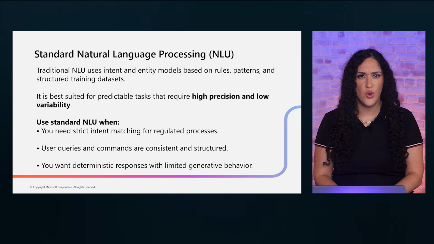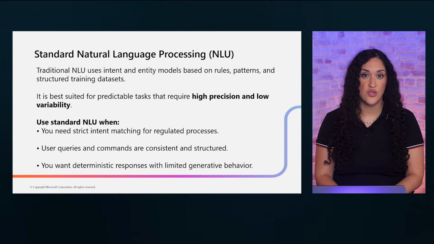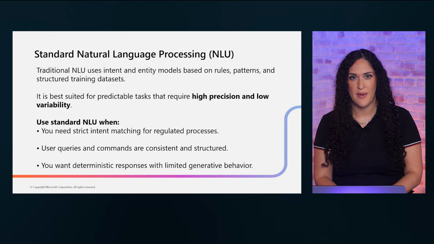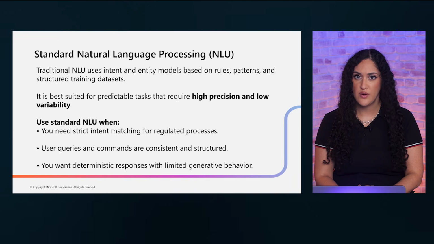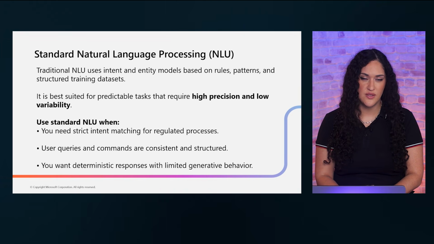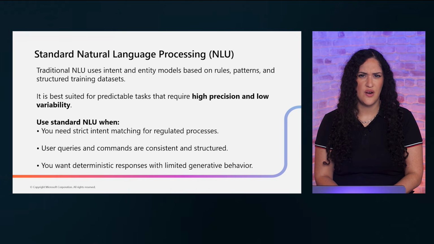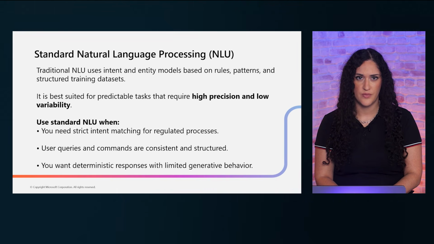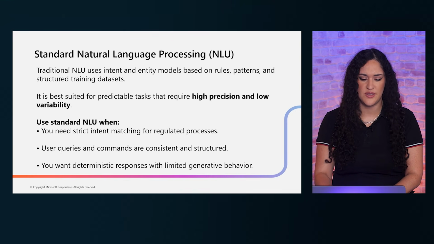Standard NLU is your go-to for predictable, well-defined tasks. It's built on rules, patterns, and structured training data, which means you get high precision with low variability. Use standard NLU when you need strict intent matching, when your users submit consistent queries, and when you want deterministic responses every time. Think of scenarios like a help desk bot that handles a fixed set of commands or a routing system where the inputs are well known. The strength here is control. You know exactly what the agent will do because you've defined every path explicitly.